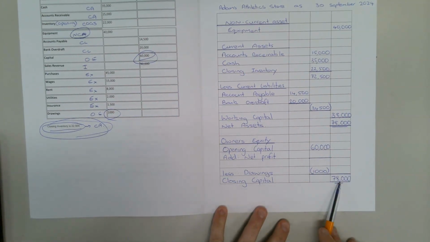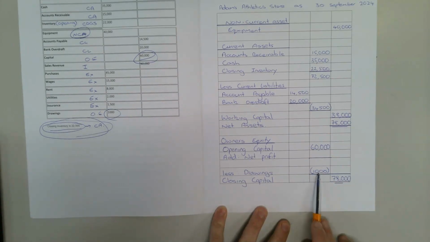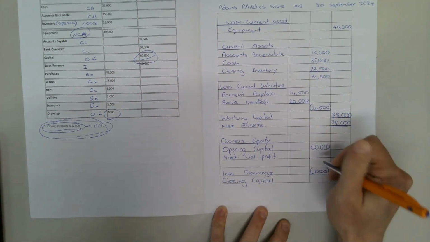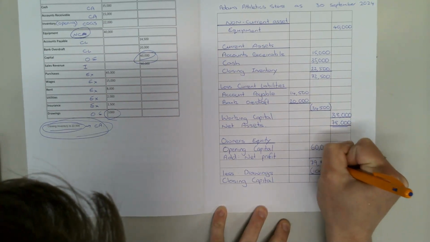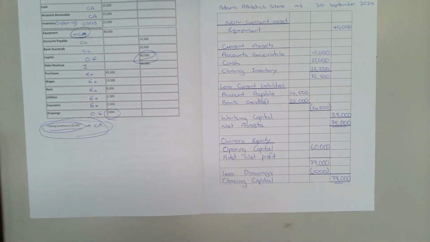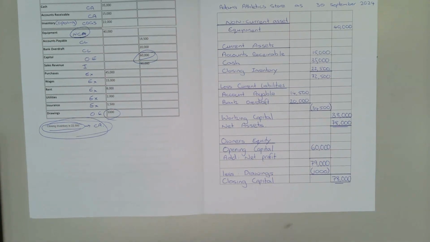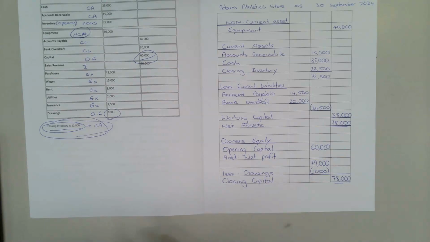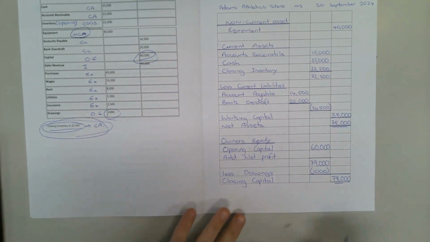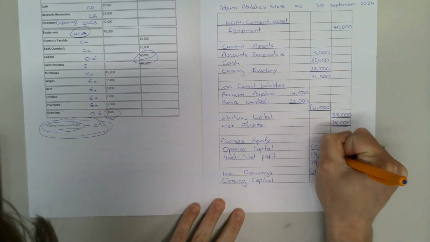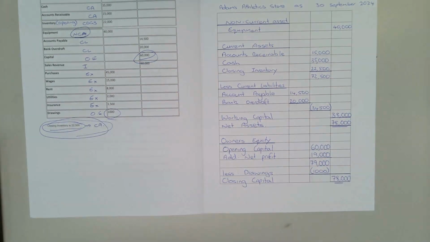So 78,000, we're going to do the opposite of what we would normally do. Instead of lessing drawings, we're going to add drawings. So 78,000 plus the 1,000 is going to equal 79,000. Okay, and just like algebra, like we've been probably doing in maths at the moment, what is the missing figure there? 60,000. Okay, we're going to take away the 60,000 from the 79,000, and our missing figure must be 19,000. Okay, and that is the complete answer for this question.